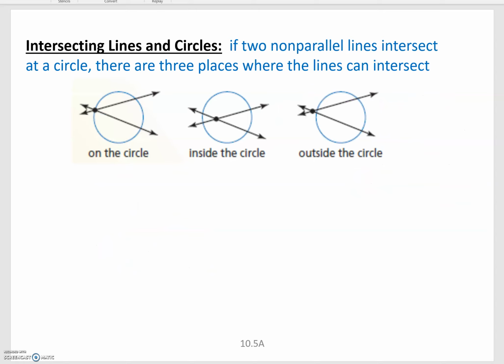So what we're going to talk about moving forward are actually what happens if we have two lines that cut through the circle. Okay, so before we had a tangent and one chord, now we have two intersecting lines. So if two non-parallel lines intersect at a circle, there are three different places where the lines can intersect. So they can intersect on the circle, inside the circle, or outside the circle. And depending on where they intersect is what we actually have to set the problem up as.